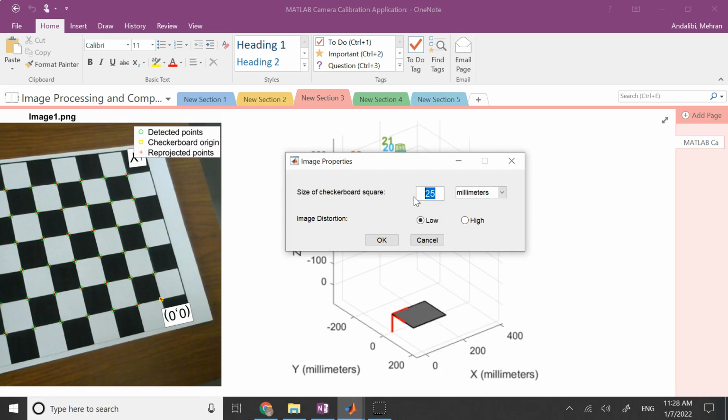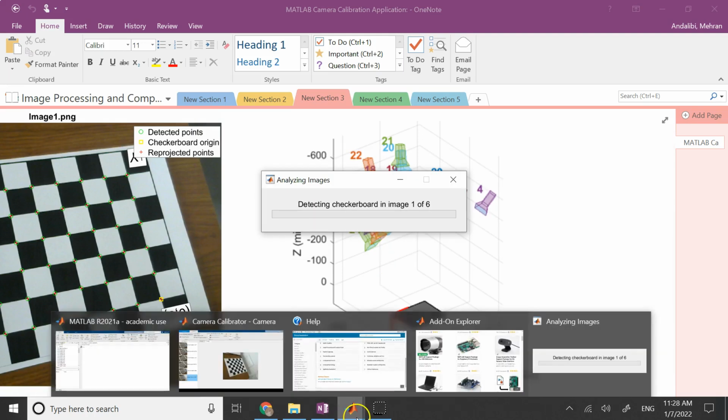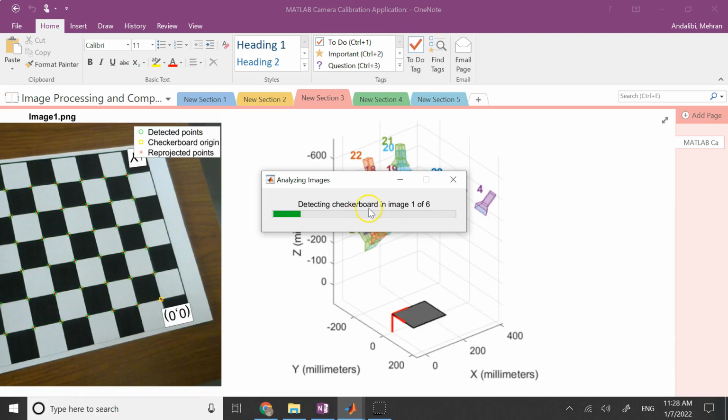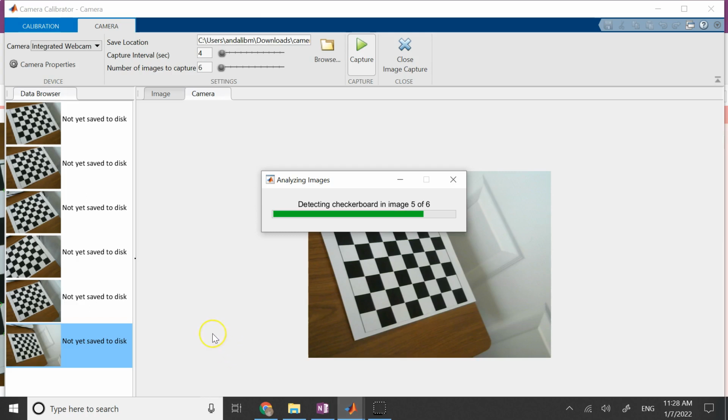So here, let's say for this piece of paper I printed, each side of a cell corresponded to 29 millimeters. Use your ruler and measure that, and then tell it whether your images are highly distorted or low distortion. Let's say I'm okay. I don't think my images are highly distorted, and 29 millimeters. And now it is detecting the checkerboard in all of the 6 images. And if for any of them it cannot do a good job, it is going to tell you.